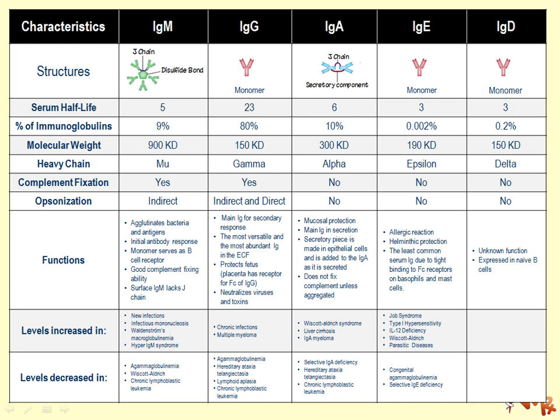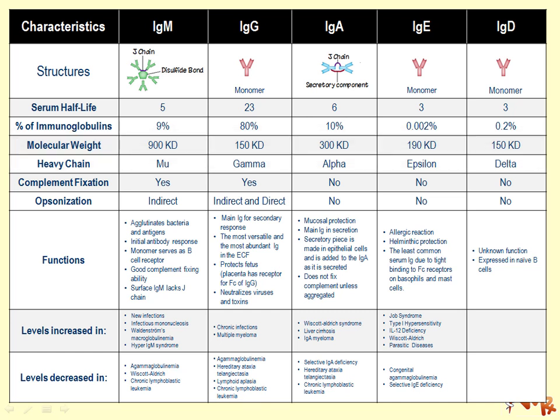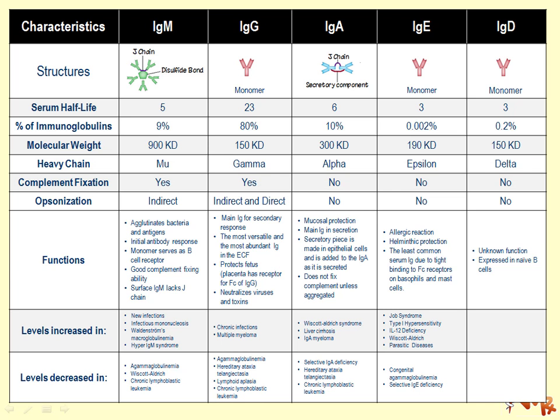When you look at the size and molecular weight, the pentamer of IgM, which you may see in the blood, has 900 kilodalton, which is the heaviest, followed by dimers of IgA, 300, and the rest of them are almost the same size, about 150 kD. The heavy chains that describe the isotype of these antibodies specifically, the heavy chain for IgM is known as mu chain, for IgG, the gamma, for IgA alpha, for IgE epsilon, and for IgD delta.